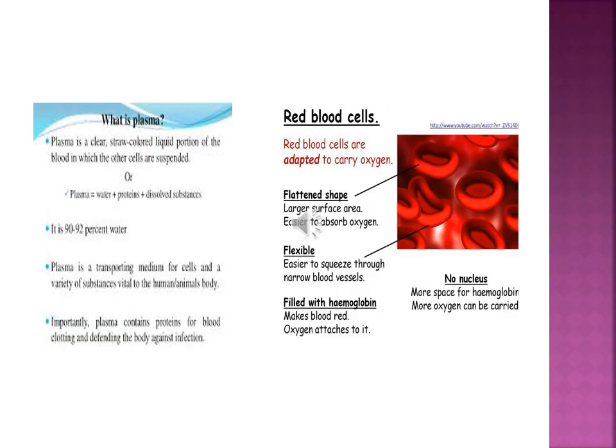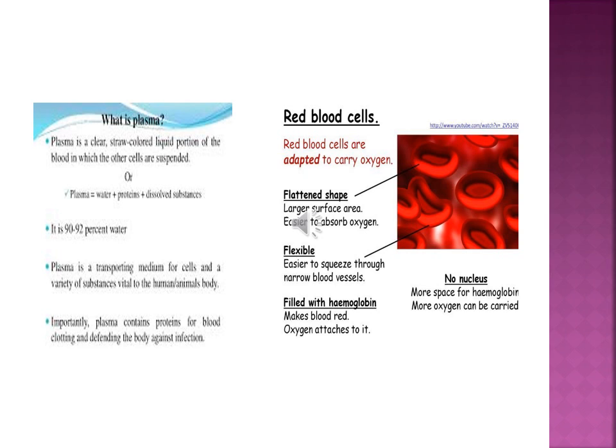Now first, plasma. It's the fluid component of the blood. What is plasma? In the previous slide you saw that the color is orangish, but it is yellowish in color. It contains about 90% water, and it carries water and various materials like digested food and waste materials from one part of the body to another part. It also contains proteins, carbohydrates, electrolytes.